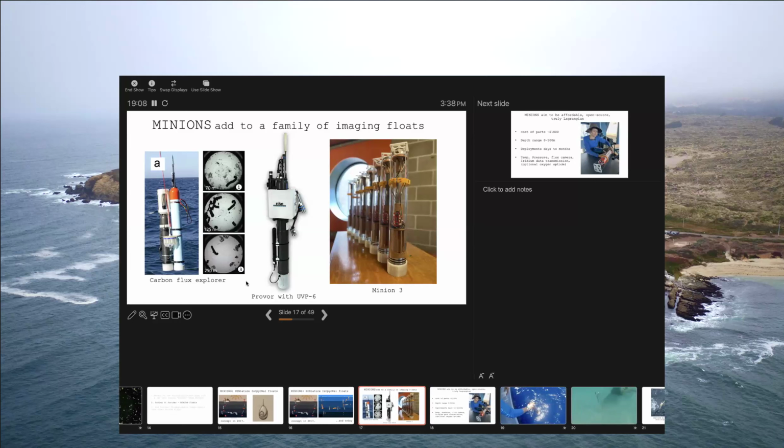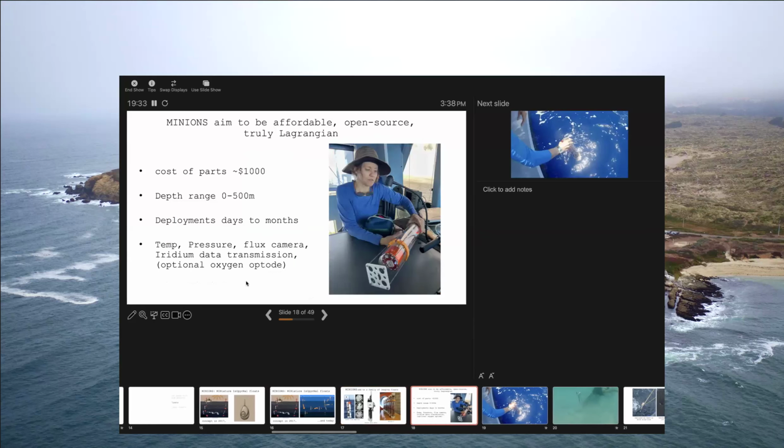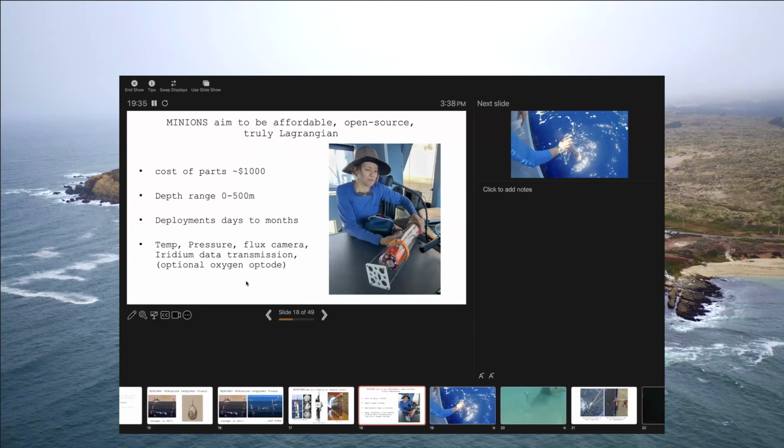It's adding to a family of imaging floats and borrowing from a longstanding technology within physical oceanography called RAFOS floats, which are much longer glass housings but operate on a similar principle, just measuring temperature and pressure. The Minions really aim to be affordable. The cost of the parts is around $1,000, maybe $1,200 now. They're open source, and they're really, really Lagrangian.